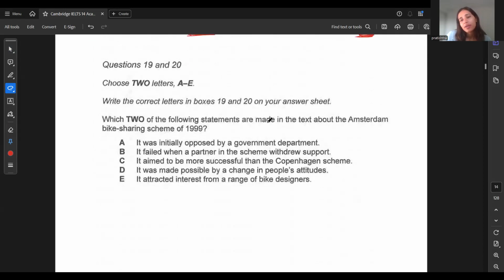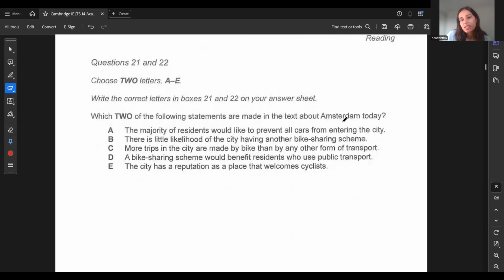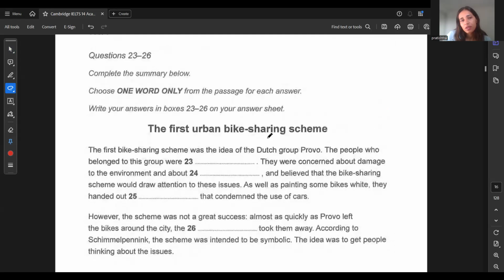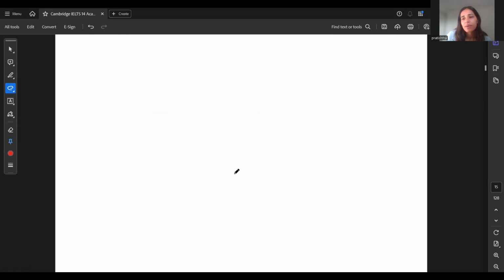Then, which two of the following statements are made in the text about the Amsterdam bike sharing scheme? So this scheme, we will focus on that paragraph which is being talked about. Which two of the following statements are made in the text about Amsterdam today? So present day Amsterdam. And this is fill in the blanks. The first urban bike sharing scheme, and then it's a fill in the blank question. So we will come back to that.